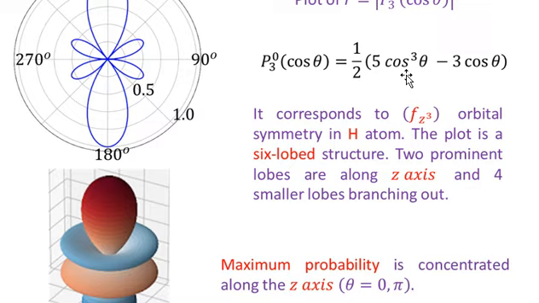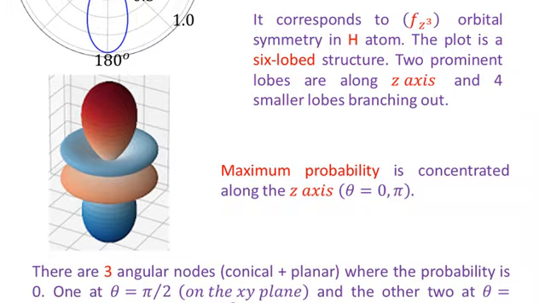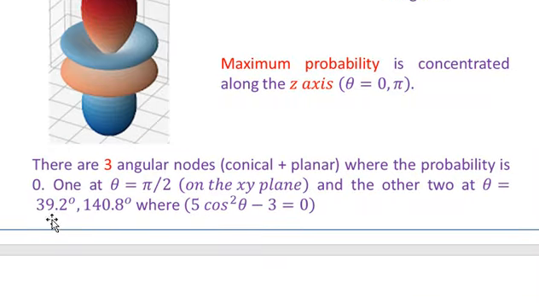So one nodal plane is the xy plane, and then you are left with 5 cos square theta minus 3. And if you set 5 cos square theta minus 3 equal to 0, you will get two values of theta. That is theta is equal to 39.2 degrees. This is one line that will pass through z is equal to 0, and the other line at 140.8 degrees will pass through z is equal to 0, and these two lines are obtained by setting 5 cos square theta minus 3 equal to 0.